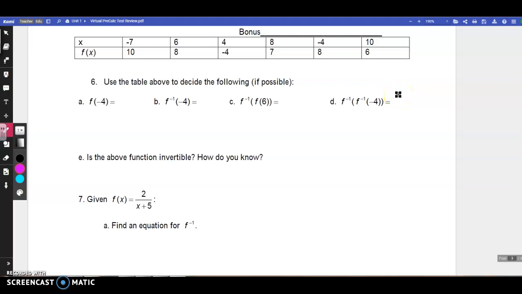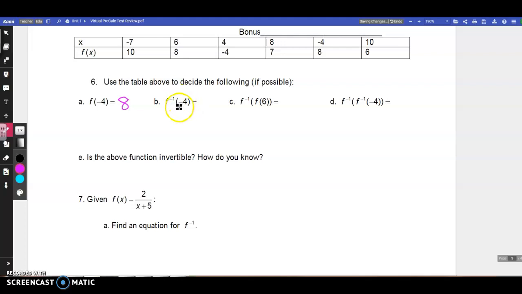Alright, so part 3. So the last video here, hopefully these have been helpful. So we have this table up here. This table represents our f function. So first one just says f of -4. So -4 is my input. I'm looking for the corresponding output. So here's -4. The corresponding output is 8. So that wasn't so bad.